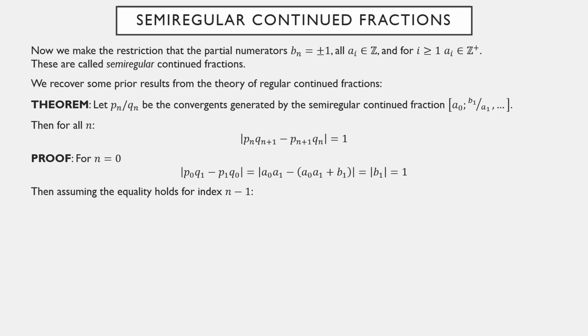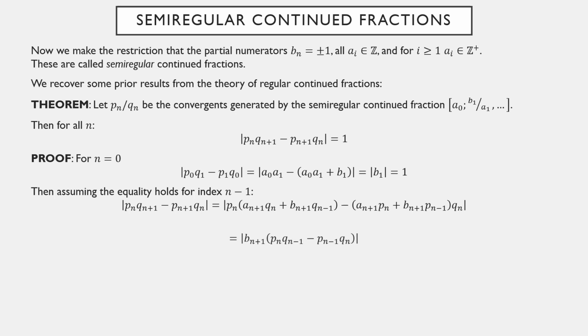Then assuming the equality holds for index n minus 1, let's look at the next index. Use the recursive formula for Q_(n+1) and also for P_(n+1). Observe that the quantity P_n Q_n a_(n+1) will cancel, leaving behind just two terms from which b_(n+1) can be factored out. So it can be factored out in absolute value, and what remains is exactly what we've made an inductive assumption about, that P_n Q_(n-1) minus P_(n-1) Q_n in absolute value is 1. So this all simplifies down to just the absolute value of the next b, and they're all plus or minus 1, so in absolute value definitely 1.